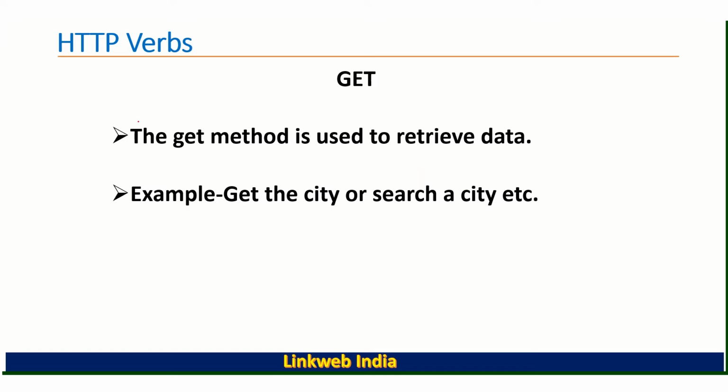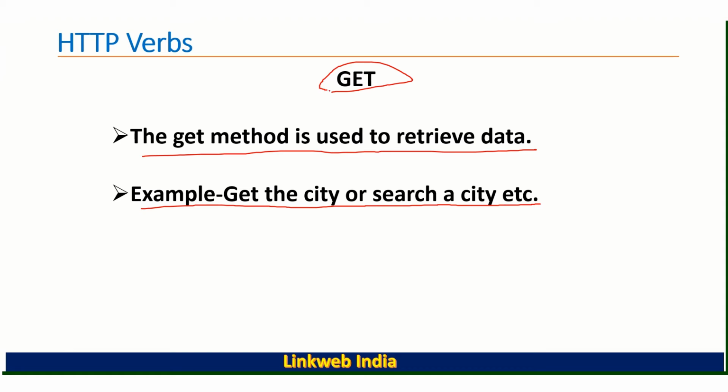First one is HTTP GET. So the HTTP GET method is used to retrieve data, right. Whenever we send a request to the server to get anything, in this scenario we have to use the GET method. Suppose we want to search for a city from the city list, and send the particular city to the server. In that scenario we have to use GET verbs, GET methods.